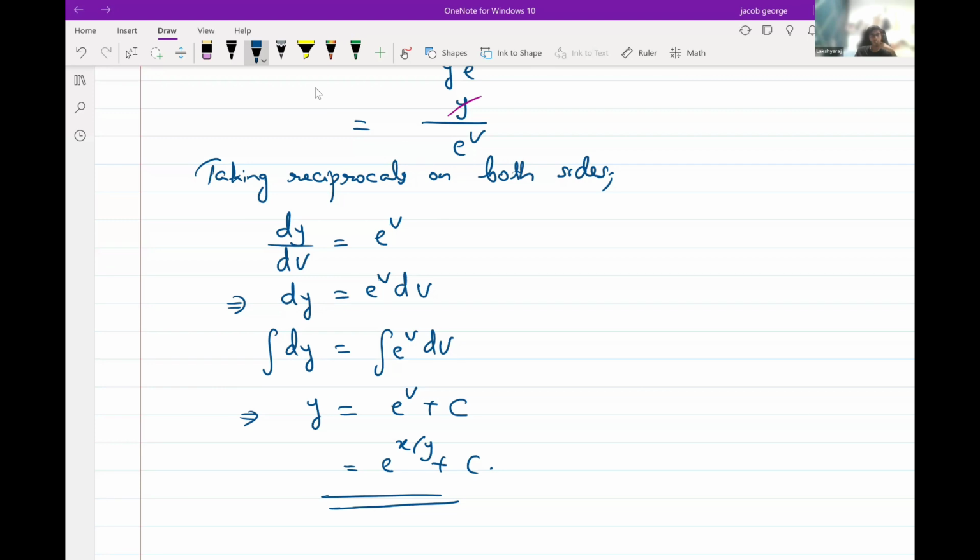Okay. Next, we'll do a particular solution. Particular solution means one particular value will be given, and based on that one, we will simplify and get the particular solution. One particular value of x and y will be given.